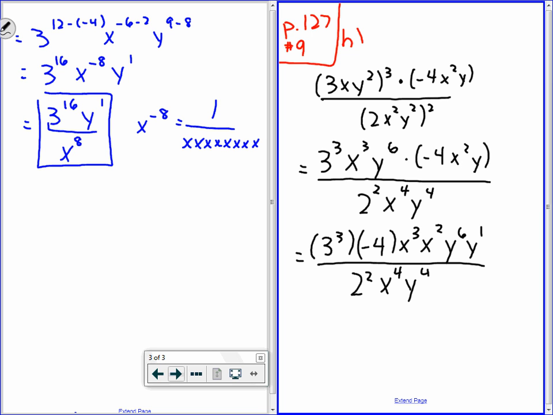Ready? I bet they changed this. What's 2 squared? Anyone know? 4. So what is 4 divided by 4? 1. So they probably crossed these out, and they probably left it as negative 27. Okay, you don't have to do that in my class. Leave it like this in my class, okay? But the textbook probably said negative 27. So you see what happened there? 4 divided by 4 cancels out. 3 cubed is 27 with a negative.